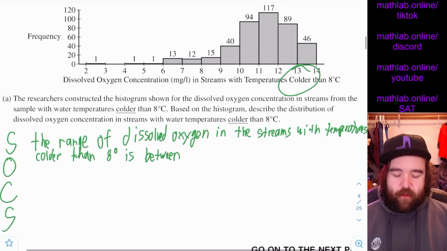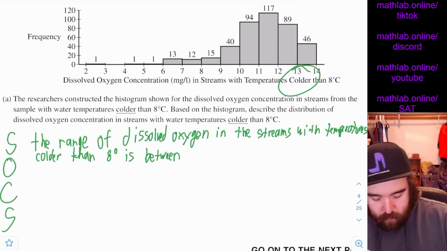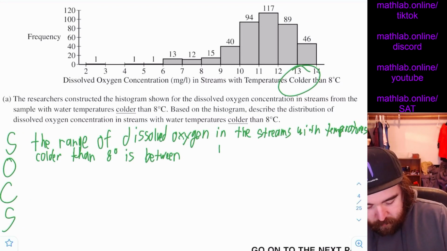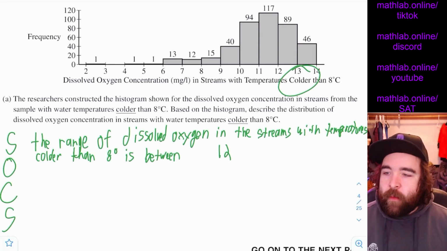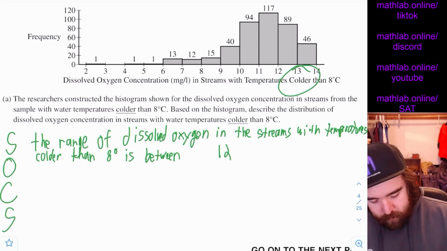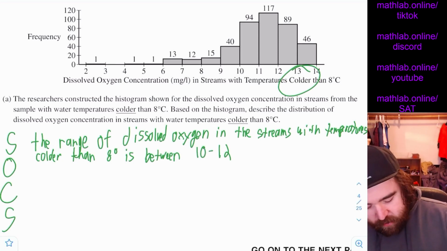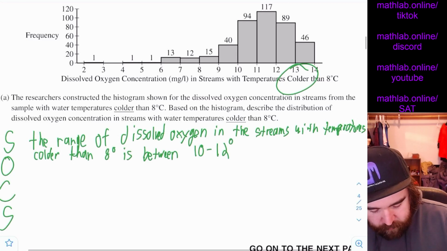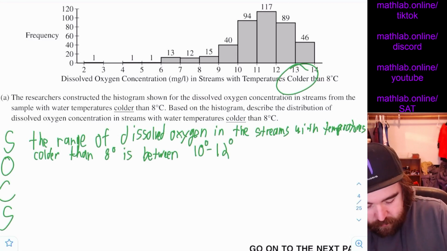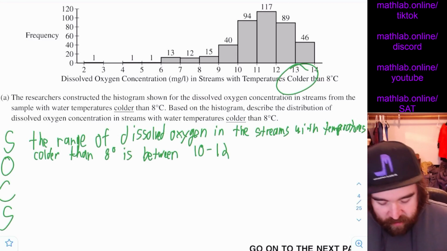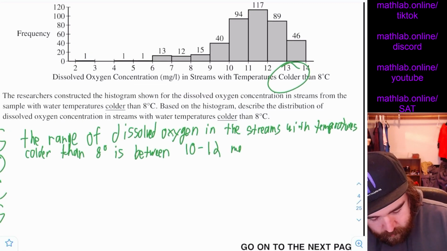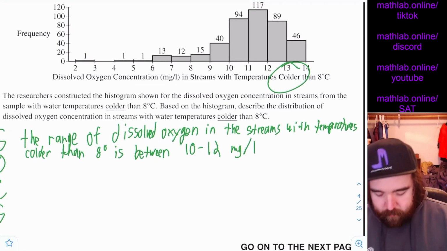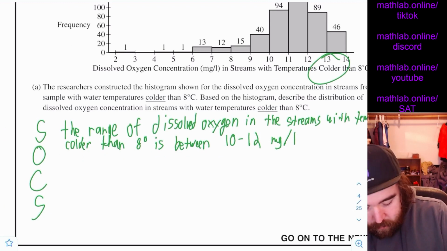So we'll say the maximum is from 2 to 14. So the maximum is 12. The minimum is from 3 to 13, which is 10. So the range is between 10 and 12 degrees. No, 10 and 12 milligrams per liter. Lovely.